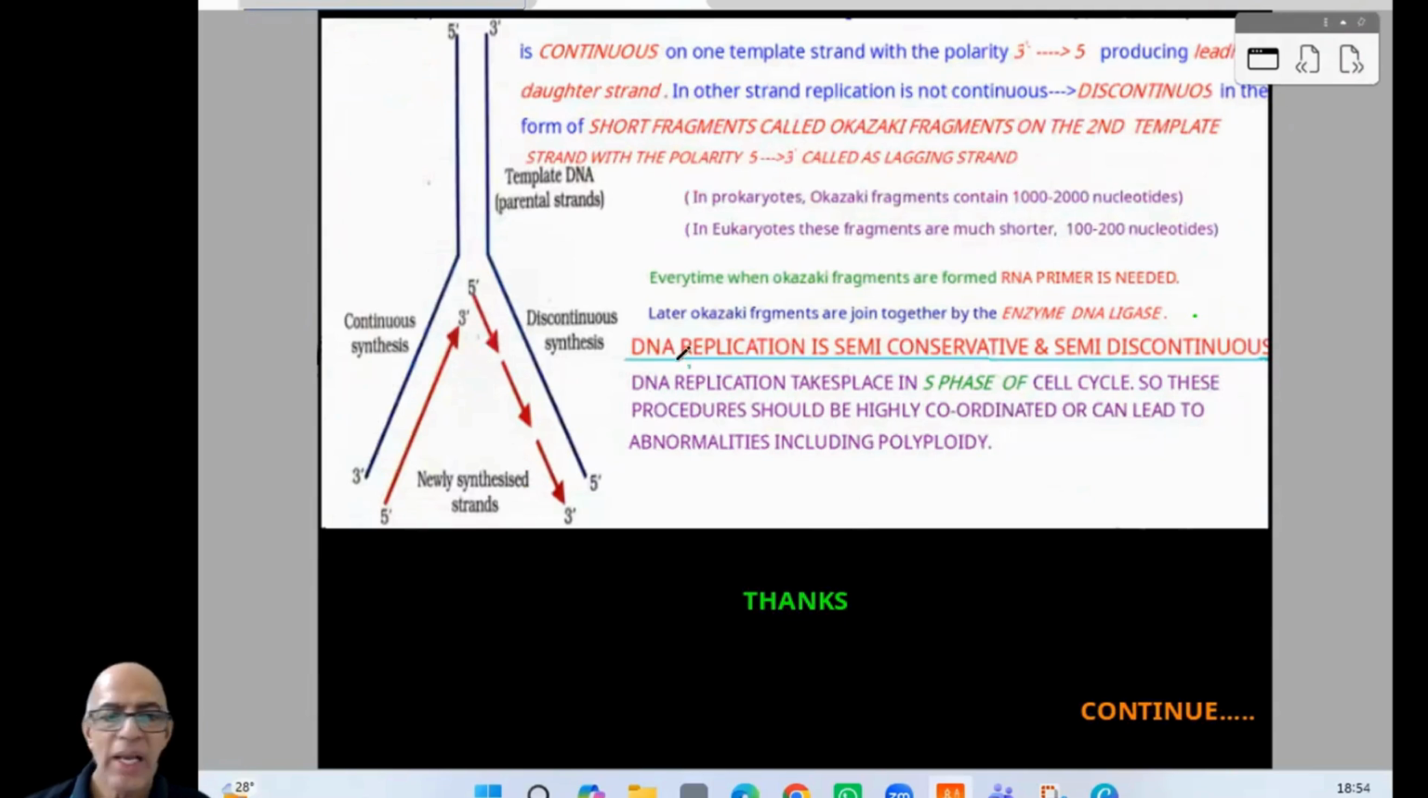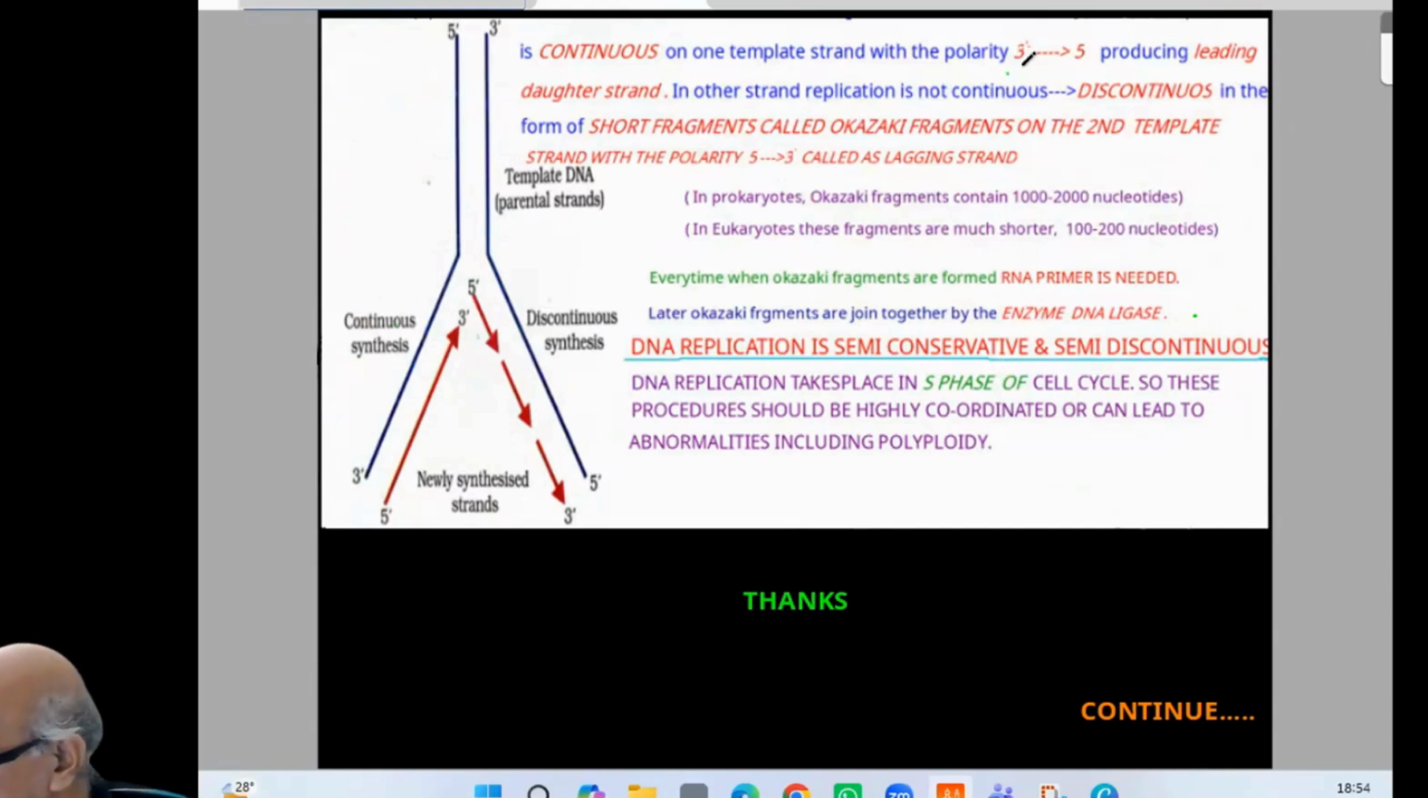Replication is continuous because the direction perfectly tallies with 5' to 3' on one template strand with the polarity 3' to 5', on which the new strand will be 5' to 3', producing the leading daughter strand. I think the idea is clear. Now, in the other strand, replication is not continuous, which is otherwise called discontinuous, in the form of short fragments called Okazaki fragments on the second template strand with the polarity 5' to 3', called the lagging strand. So this is newly synthesized. These are segments.